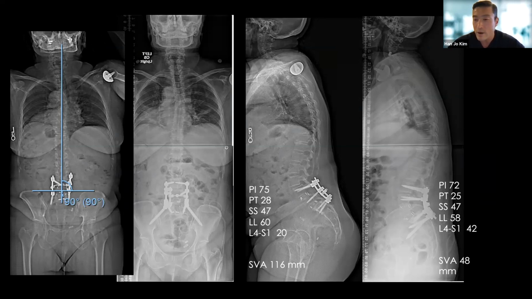So in those cases, if they're fused and ankylosed in the thoracic spine, I always consider that in my calculation for how much correction I'm trying to get below.